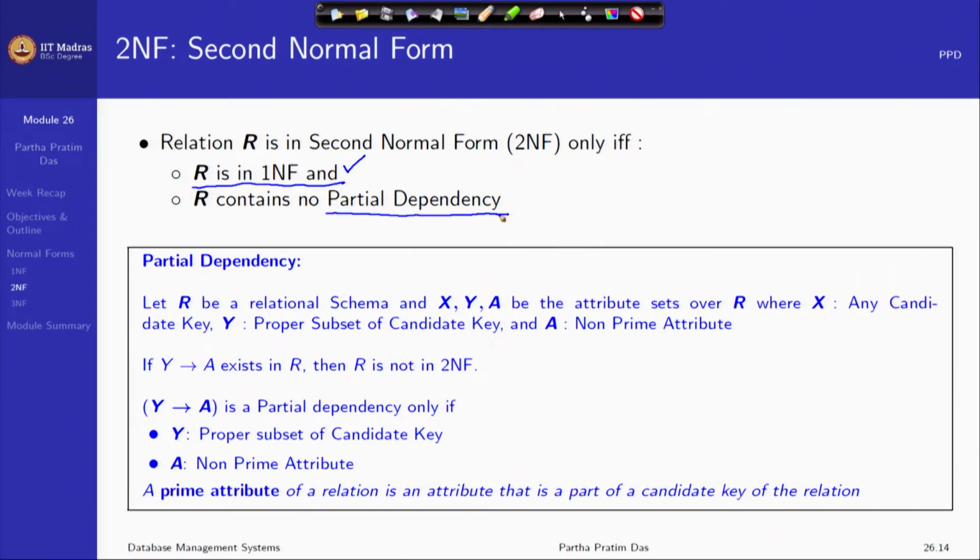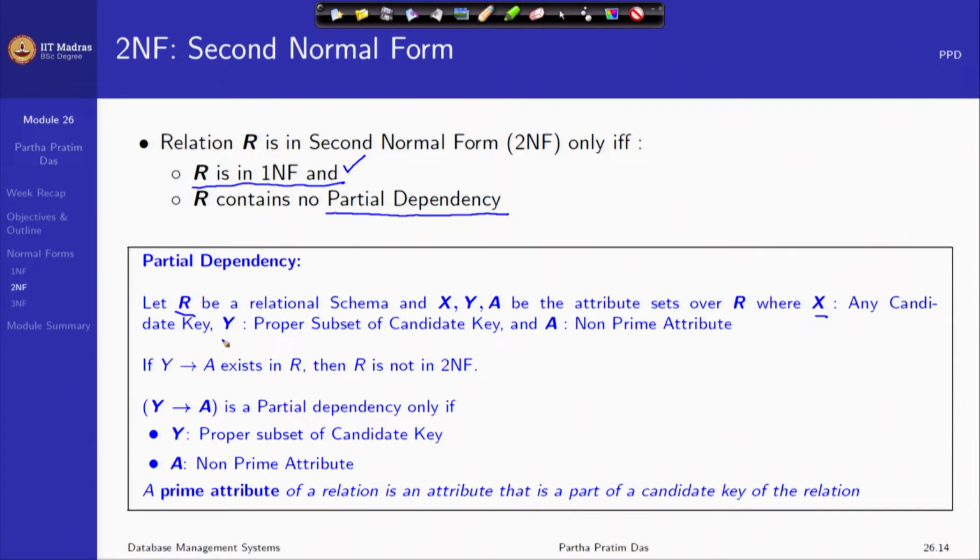So, let us understand what is a partial dependency. Let us say R be a relational schema and X is some candidate key of R, which could be the primary key also.